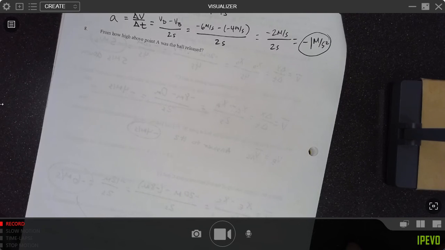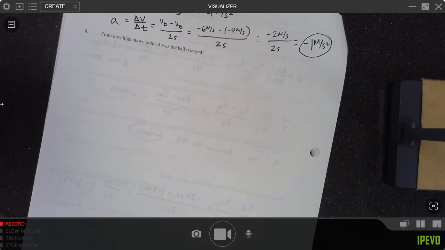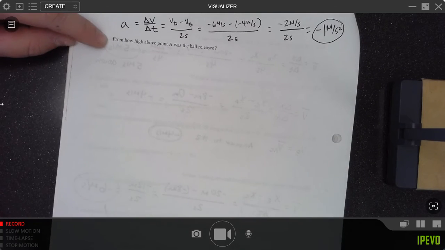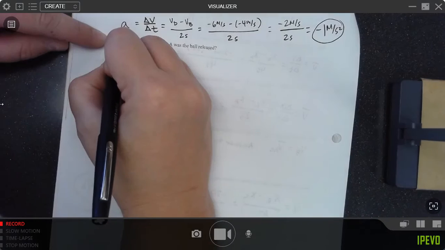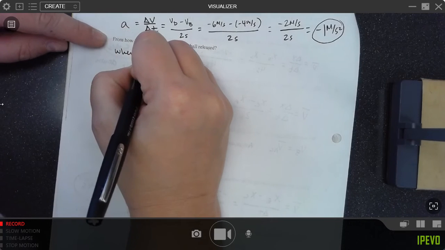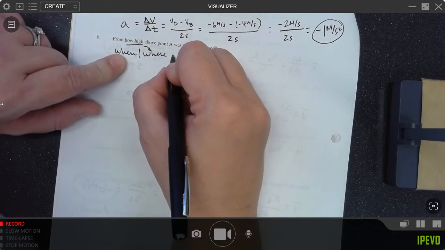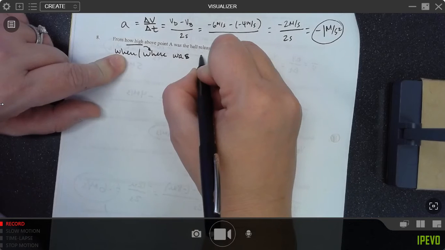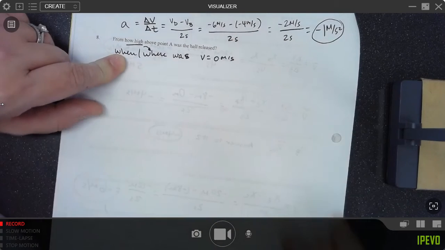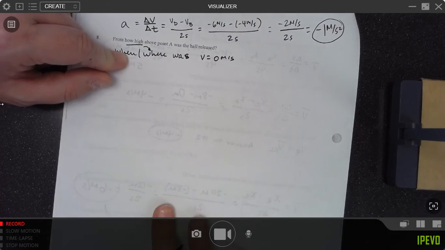So here's the way that I like to do it for this problem, because what this is really asking us, the thing that you have to realize is that when the ball is released, what's our velocity when something gets released? Does an object start with velocity? No. So this is asking us when or where, because it's asking how high, right? That's really where. But when or where was the velocity 0 meters per second? That's really what we're trying to figure out.